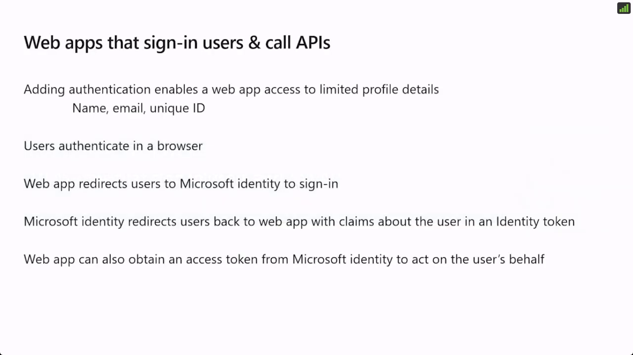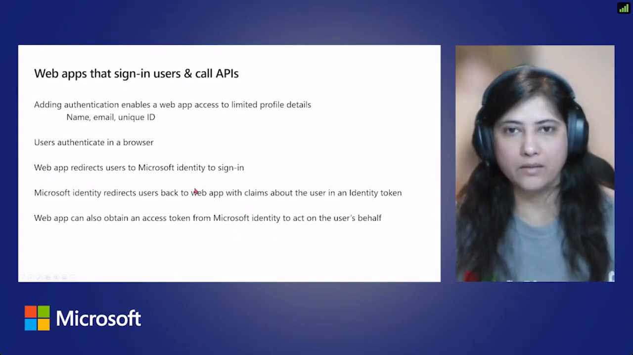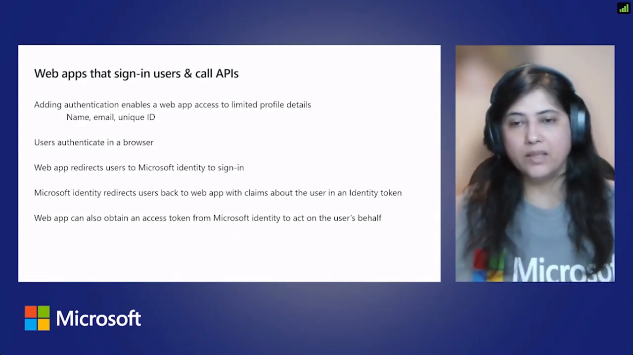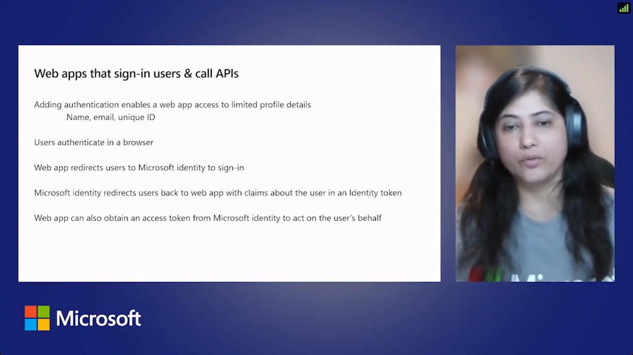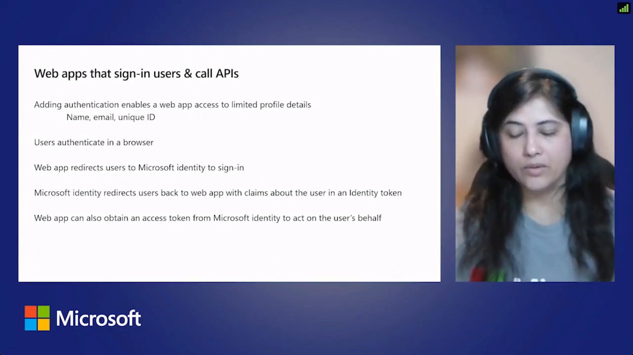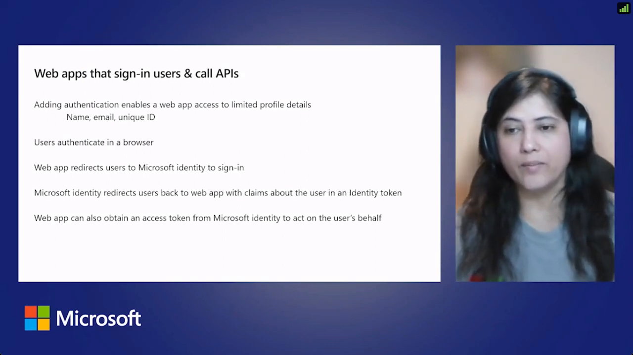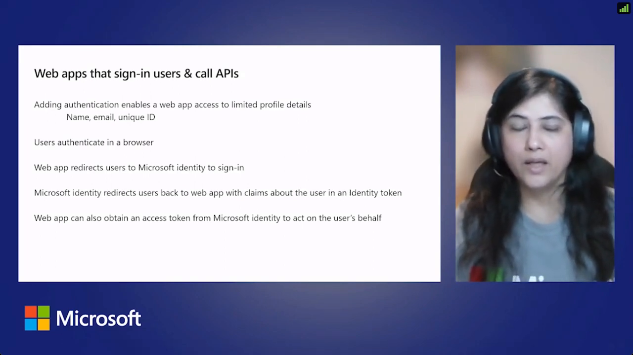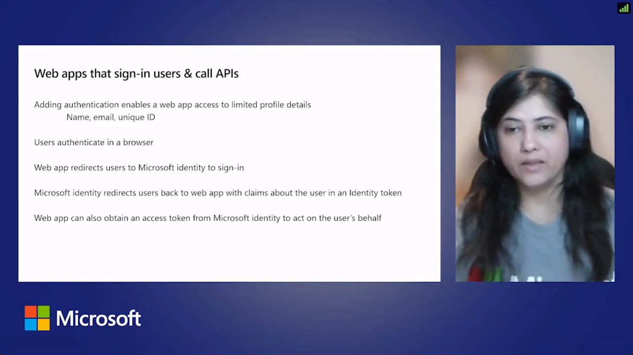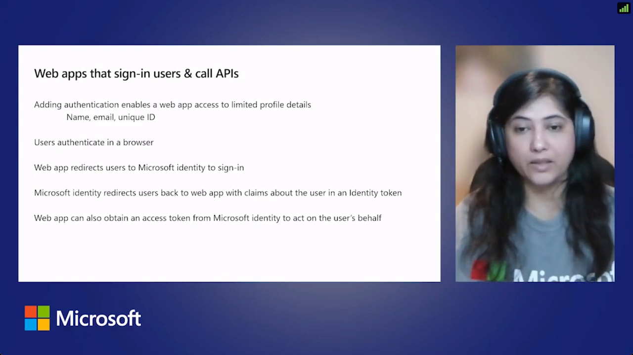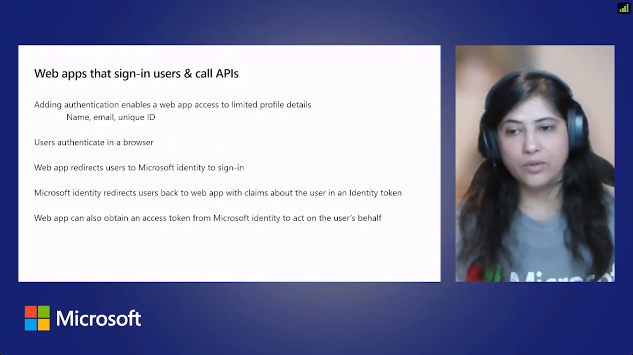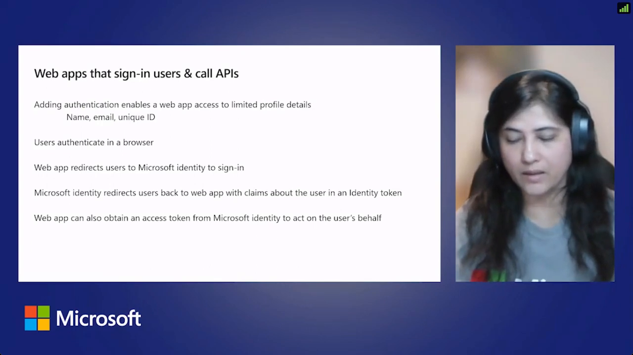So let's now look at web apps that sign in users and call APIs. Adding authentication enables your web app to access limited profile information and customize the experience offered to your users. So web apps authenticate a user in the web browser. In this scenario, the web application directs the user to sign into Microsoft Identity. Now, Microsoft Identity returns a sign-in response through the user's browser, which contains claims about the user in an identity token. As a second phase, you can also enable your application to call web APIs on behalf of the signed-in user there.